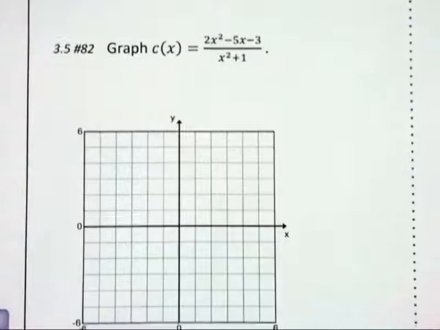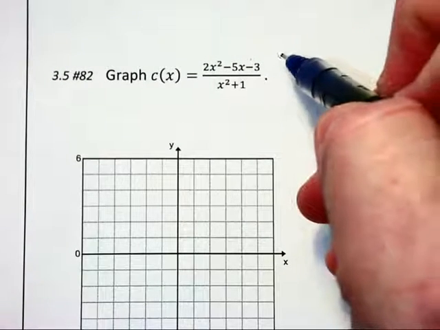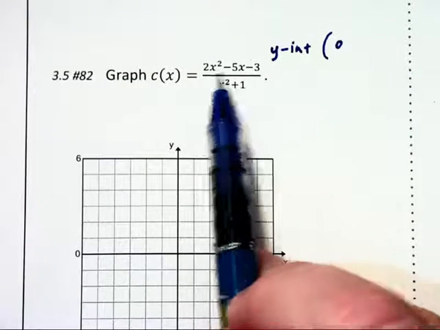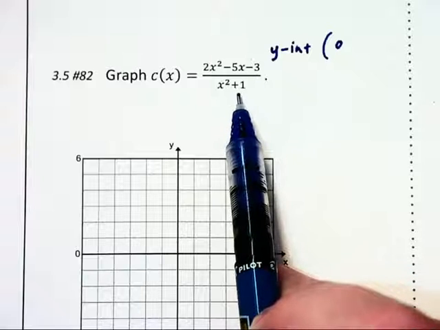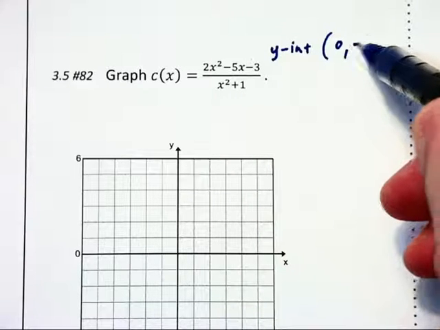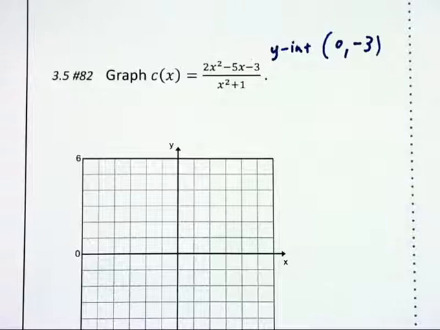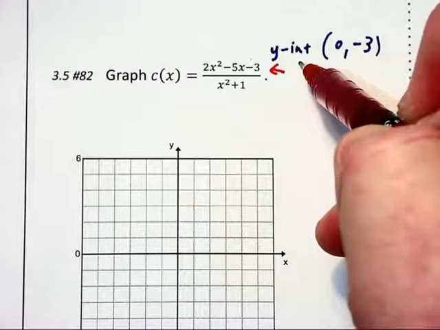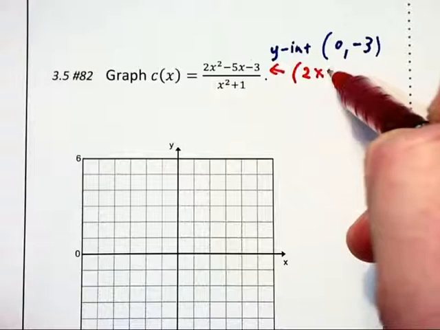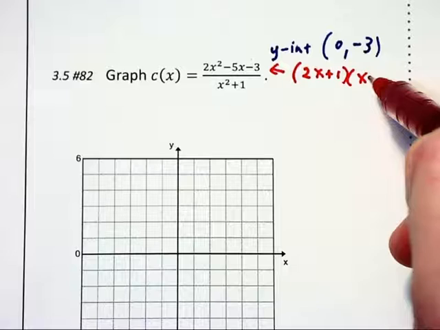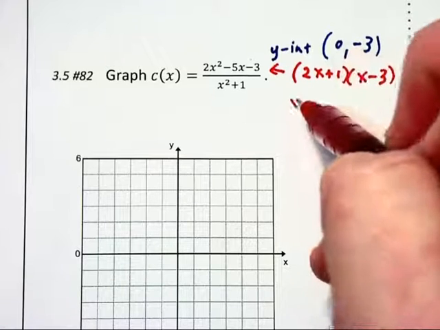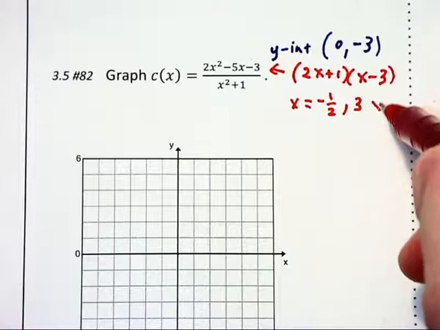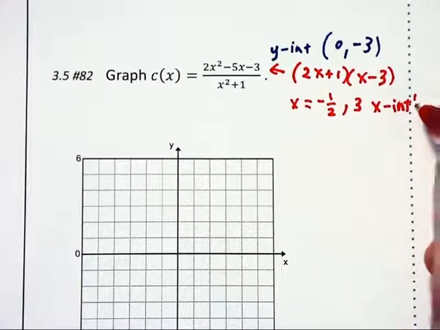Let's start with evaluating and substituting in 0. The y-intercept: when you substitute in 0, the numerator just becomes -3, the denominator becomes 1, so we have (0, -3). We then look at the numerator. We factor it, and we find out that it factors into (2x + 1)(x - 3), and that tells us x = -1/2 and 3 will be our x-intercepts.